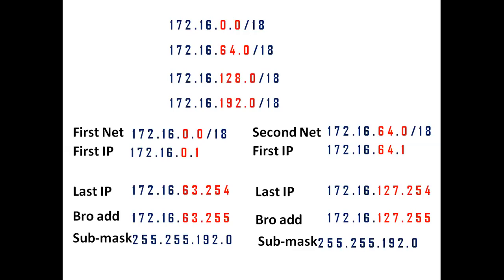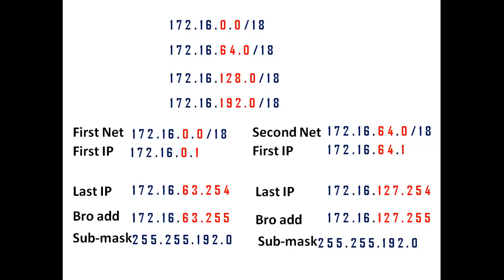I understand. So, do you have any question here? Yes, this is a bit cumbersome, sir. No confusion. So the first network will be 172.16.0.0/18. But the first IP of this network is 172.16.0.1. But the last IP will be 172.16.63.254. And the broadcast will be 172.16.63.255. So the subnet mask of /18 is 255.255.192.0.